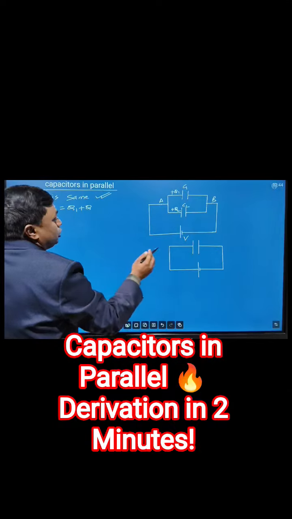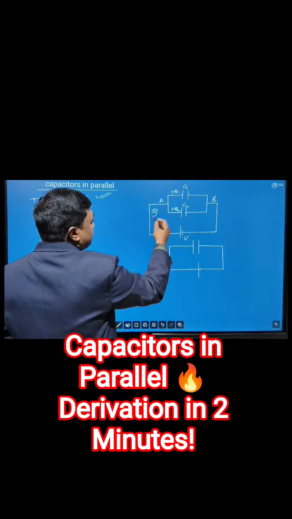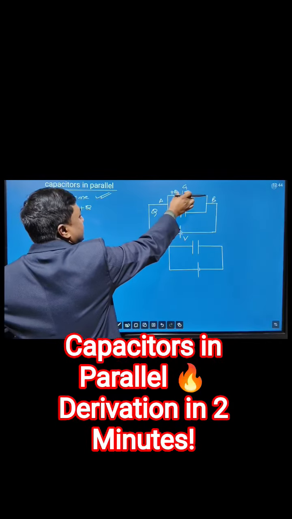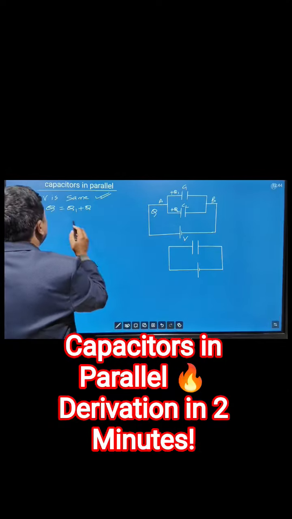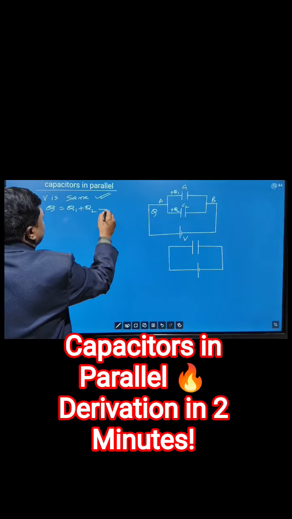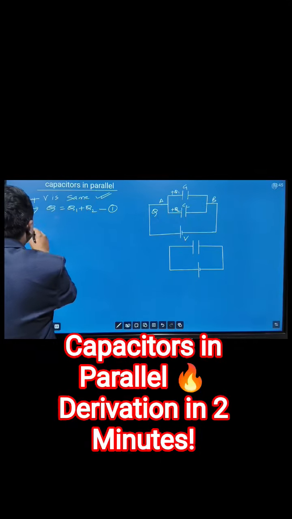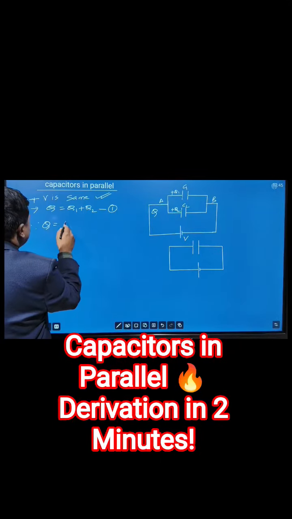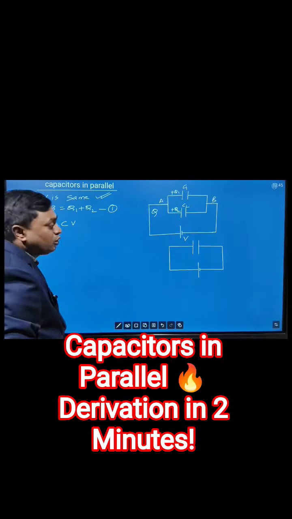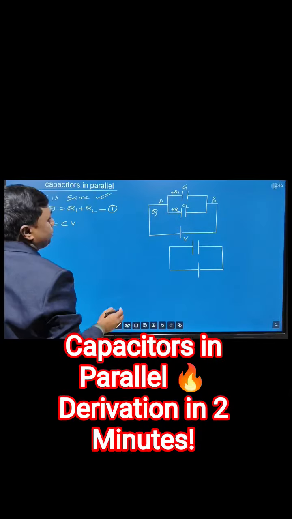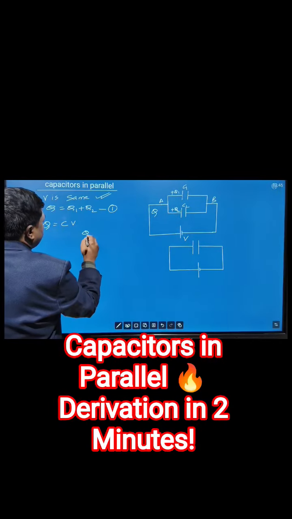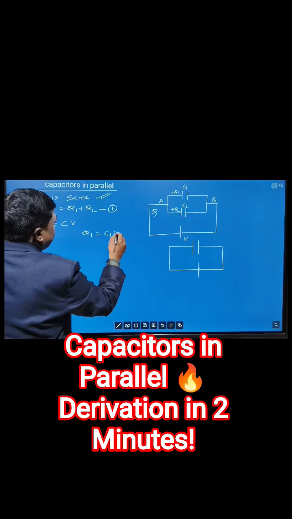So Q divides. Whatever the total charge supplied by the cell, that divides as Q1 and Q2. So Q is equal to Q1 plus Q2. Okay, let's take this as equation 1. Since we know the concept that Q is nothing but C into V, yes or no? So what is the charge stored in the capacitor C1? That is Q1. Q1 is nothing but C1 into V.